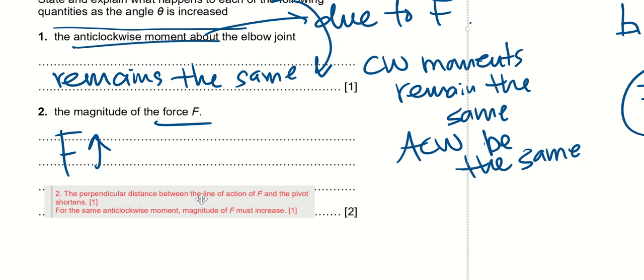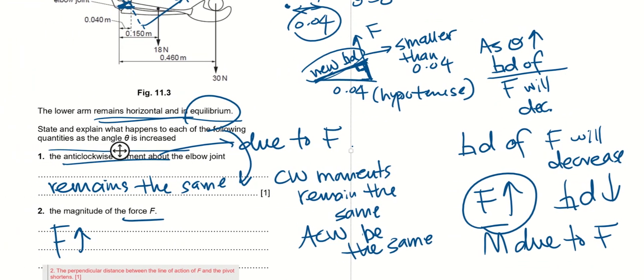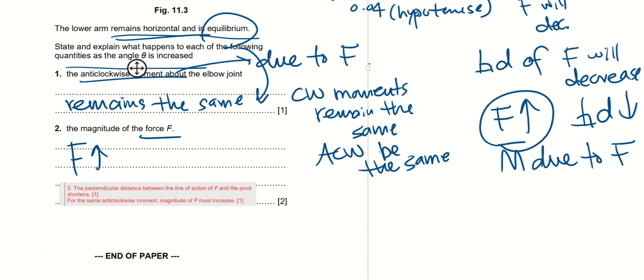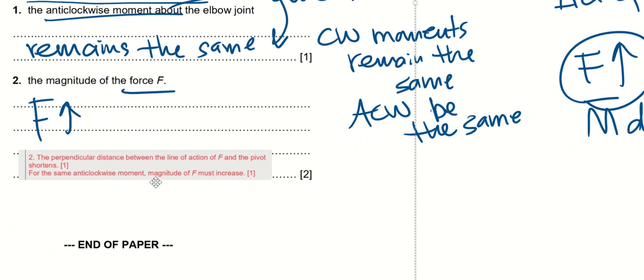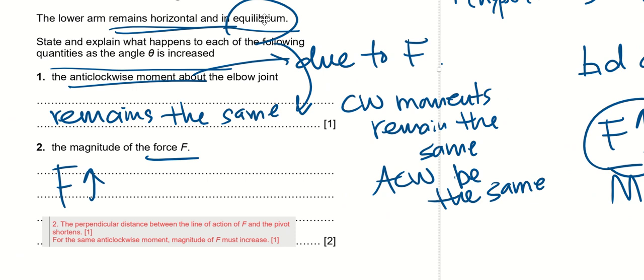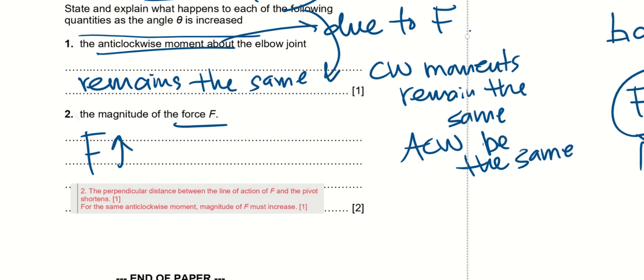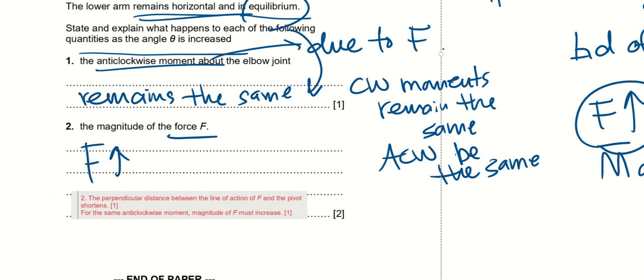The perpendicular distance between the line of action of F and the pivot shortens, right? I've tried to show it over here. I hope you understand some part of it. So for the same anti-clockwise moment, because they told us that the lower arm remains horizontal and in equilibrium, and the clockwise moment remains the same, therefore the magnitude of F must increase. So this is the end for 2022 FTE paper 2.